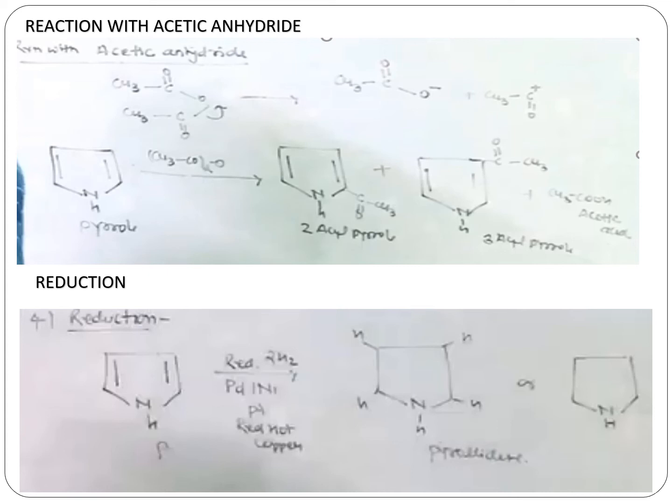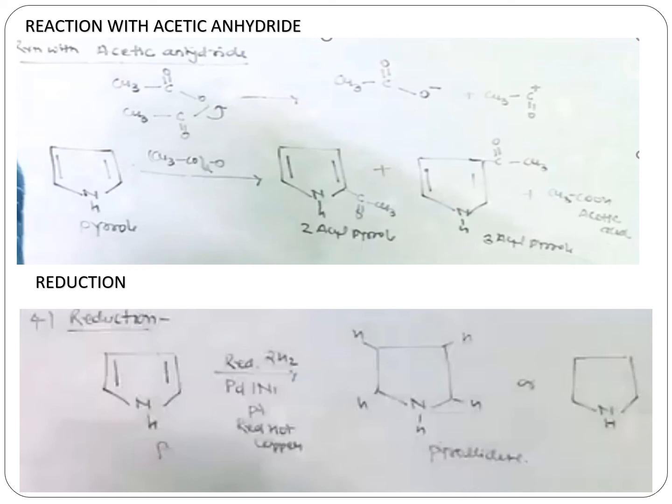Next reaction is the reaction with acetic anhydride. The acetic anhydride structure is (CH3CO)2O. So we can write this structure like this: CH3 C double bond O, O, CH3 C double bond O. Basically it breaks down like this: CH3 C double bond O minus and CH3 C plus double bond O. So here this group, the electrophile, is attached on the C2 and C3 positions.